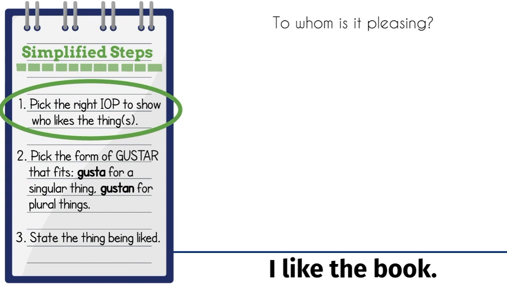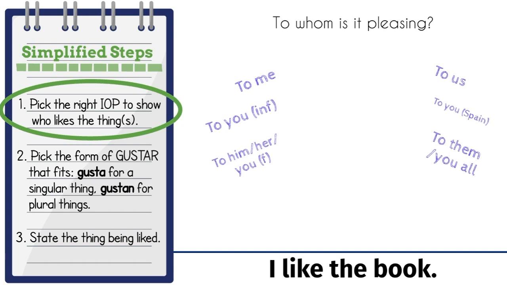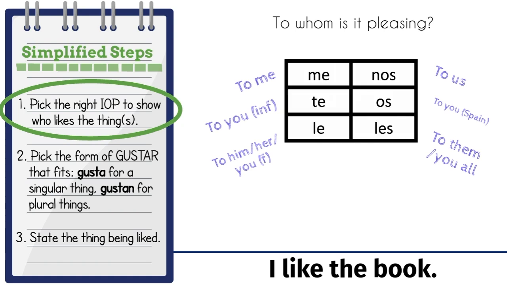We need to know how to say to me, or to anyone else, so here's a chart of those words. Again, these are called indirect object pronouns, but for now, you can just think of them as the words that go with gustar. So, me means to me, te means to you, singular, le means to him, to her, or to you, formal, like usted, nos means to us, os means to you, plural, in Spain, and les means to them or to you all, ustedes.